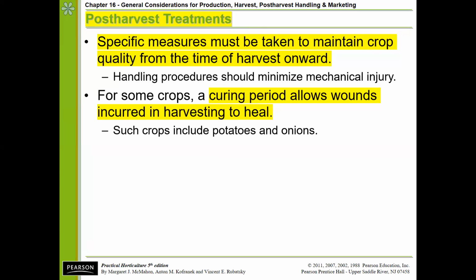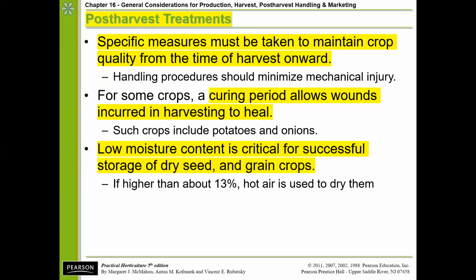Even though it's harvested, you might have removed a lot of the material from the plant itself, it's still maturing. There's still a metabolic process taking place there. For seed and for grain crops, we have to have low moisture content. And generally, we're looking at under 10% moisture content, and for seeds, in some cases, around 5% moisture.